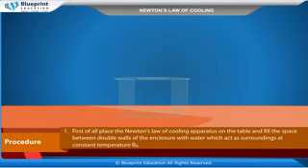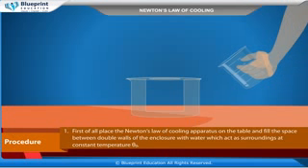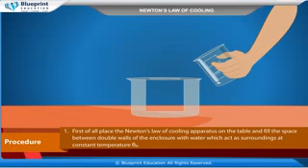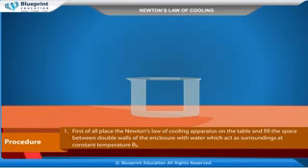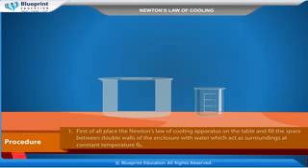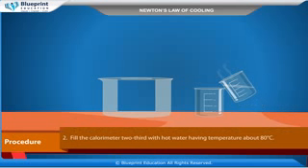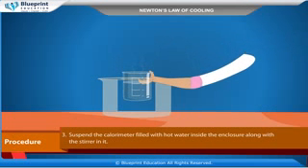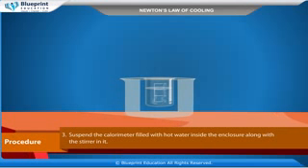Procedure. First of all, place the Newton's law of cooling apparatus on the table and fill the space between double walls of the enclosure with water, which acts as surroundings at constant temperature theta 0. Fill the calorimeter 2/3 with hot water having temperature about 80 degrees Celsius. Suspend the calorimeter filled with hot water inside the enclosure along with the stirrer in it.